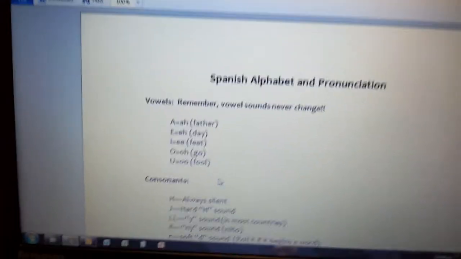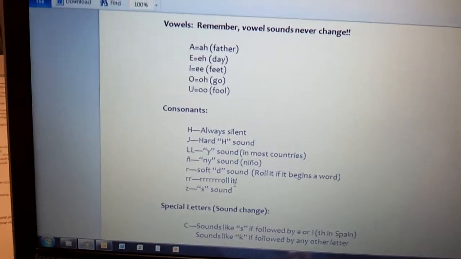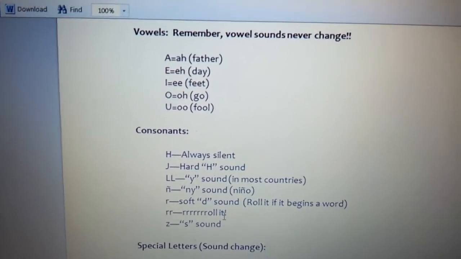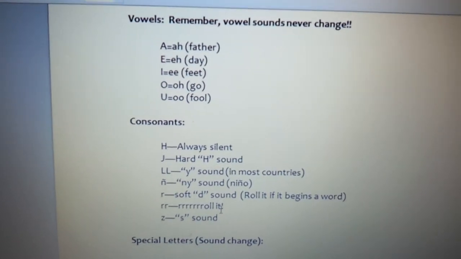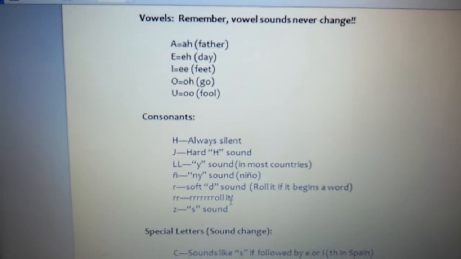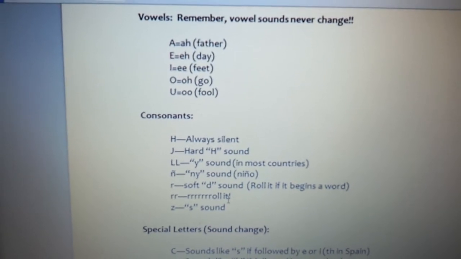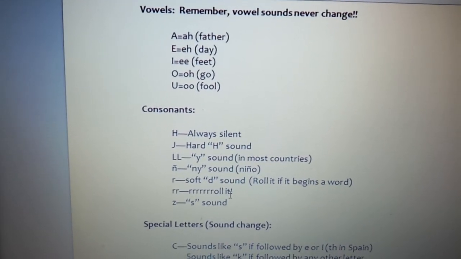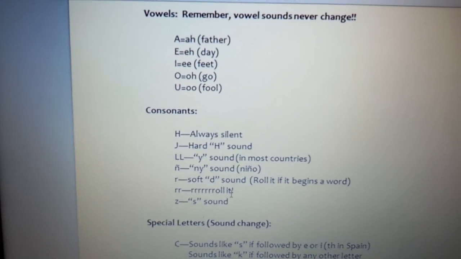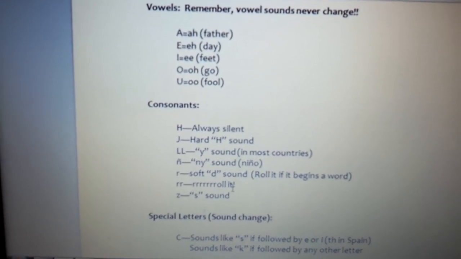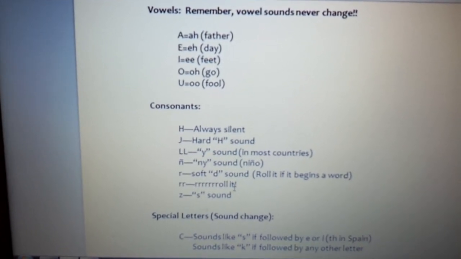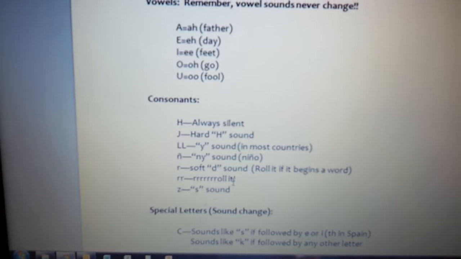Now with consonants, most of the consonants sound pretty much like they do in English. Here are some exceptions to that rule though. The H is always silent. You never pronounce an H. So just remember that anytime you see an H, just pretend it's not there. The J makes the H sound. The double L makes a Y sound. In some countries it sounds more like a j or even a ch, but mostly it's going to make a y sound. The ñ always makes the sound of an ny, a nya.